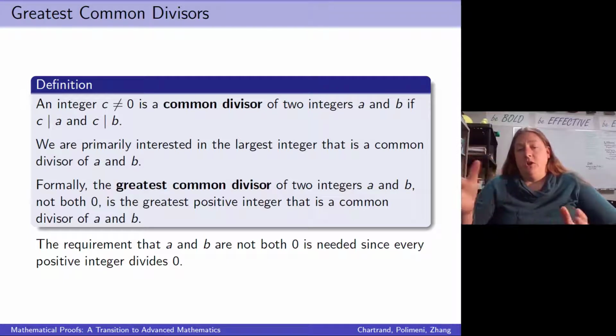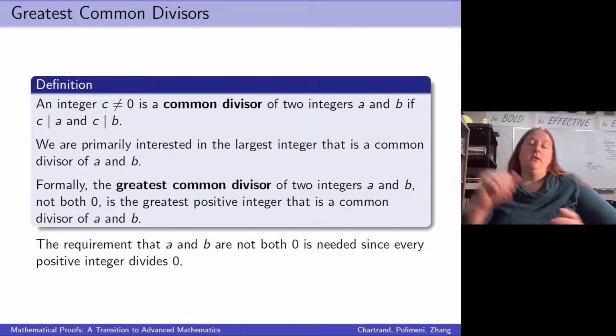So this largest common divisor, the greatest common divisor of two integers a and b, where they're not both of them 0, is the greatest positive integer that is a common divisor of both a and b. So what we're doing is we're taking the set of all of the common divisors and we're trying to pull out the largest of them.